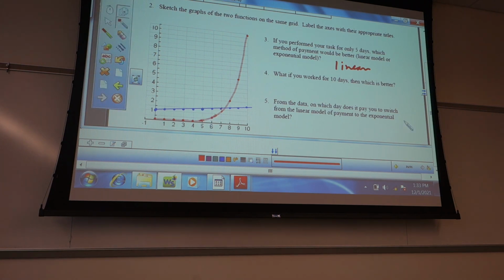What about 10 days? Which one's ahead at 10 days? Exponential. So my question is, on which day is it better to switch from linear to exponential? Day 8. Yep. That's where it changes over. Good.